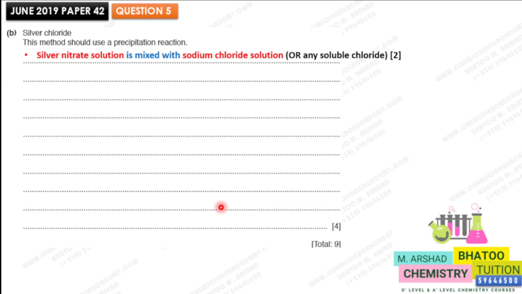Alors, silver nitrate solution mixed with sodium chloride solution or potassium chloride solution or ammonium chloride solution or any soluble chloride, it's okay, it's going to work. Ok? Tu gagnes 2 points là pour mentionner ces deux solutions là. Continue.